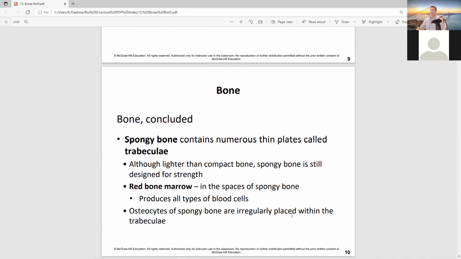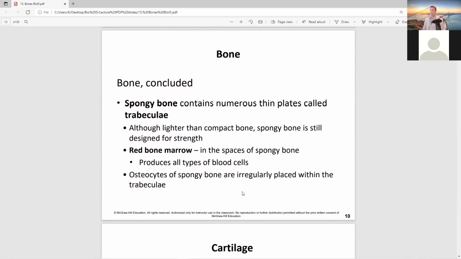Spongy bone contains numerous thin plates called trabeculae. Although lighter than compact bone, spongy bone is still designed for strength. Red bone marrow is in the spaces of spongy bone and produces all types of blood cells. Osteocytes of spongy bone are regularly placed within the trabeculae.